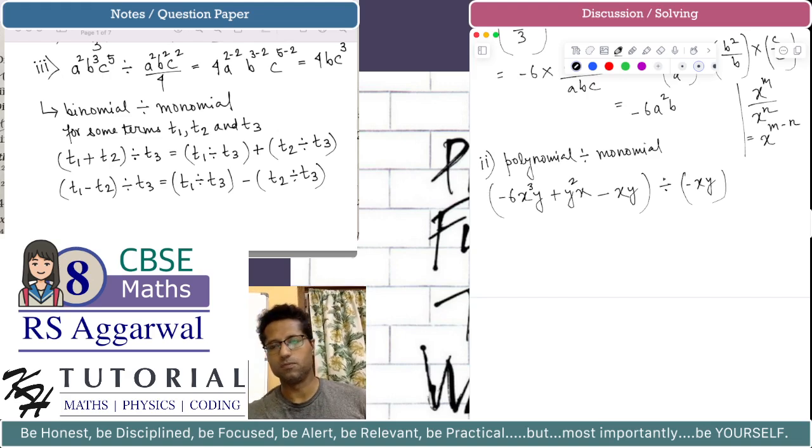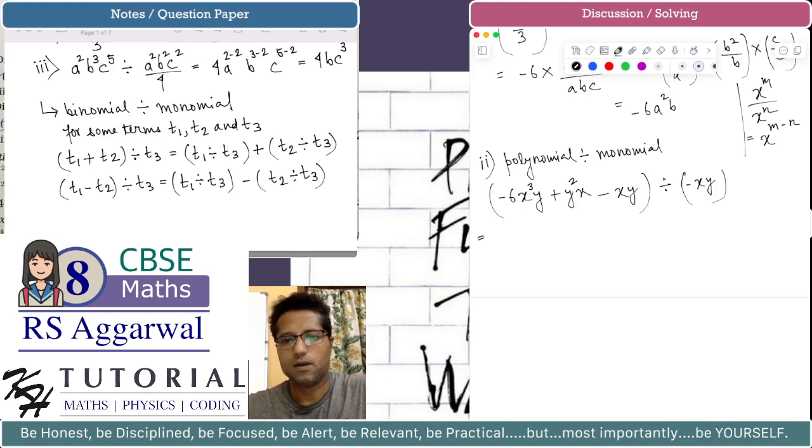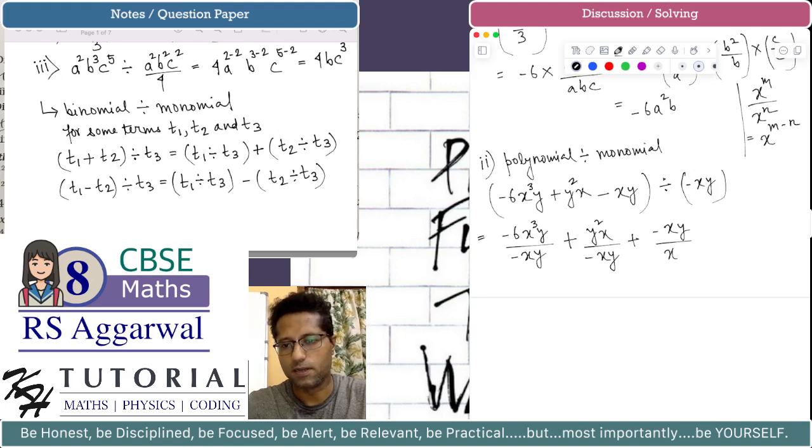Minus xy is a monomial. How do we do this? We simply divide all the terms of the polynomial by the monomial and add the terms. So this will be the first term. The first term of the polynomial is minus 6 x cube y. We divide that by the monomial, that is minus xy, and then we add. We divide all the terms of the polynomial and then add the results. So this will be y square x divided by minus xy, and finally minus xy divided by minus xy.